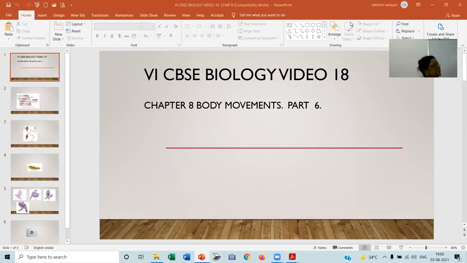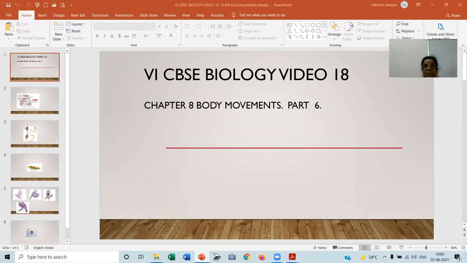Under axial skeleton, we have learnt the structure of skull or cranium or brain box, and ribs with the 12 pairs of ribs as true ribs, false ribs and floating ribs, and vertebral column. I hope you understand.